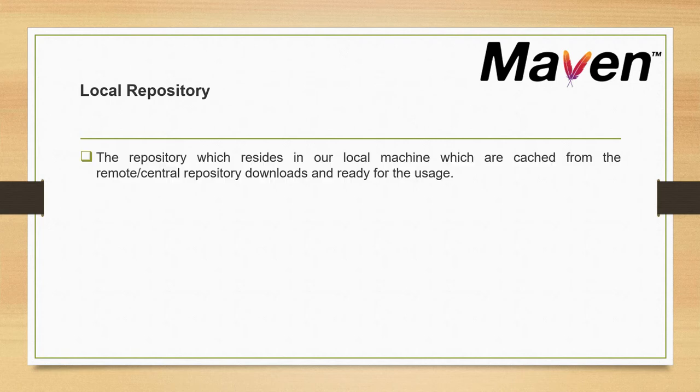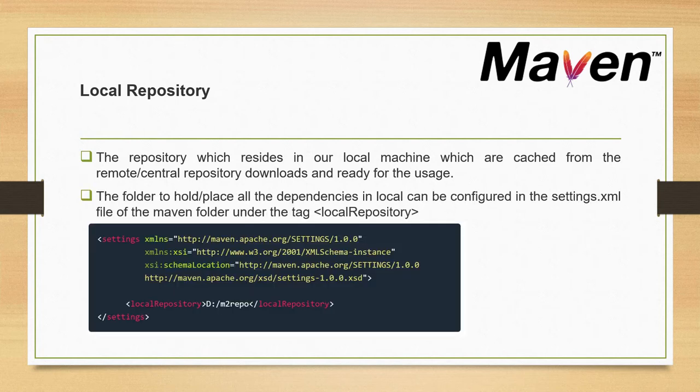First, let's talk about the local repository. It is the repository which resides in our local computer system, which is cached from the remote or central repository downloads and ready for usage. The folder to hold all the dependencies locally can be configured in the settings.xml file of the Maven folder under the tag localRepository. By default, the Maven local repository location is the user home .m2 directory.